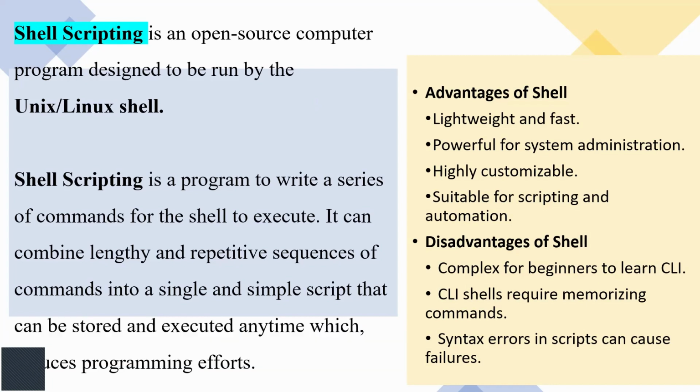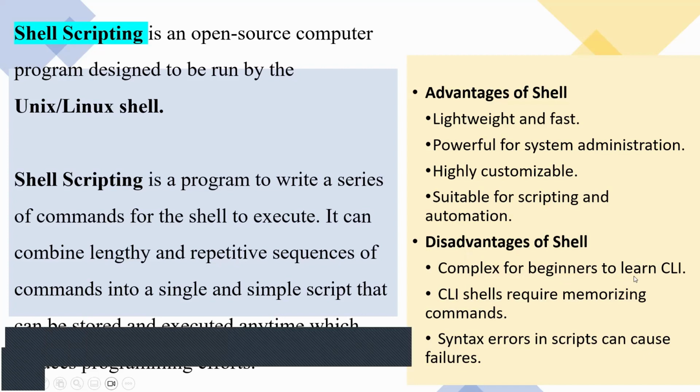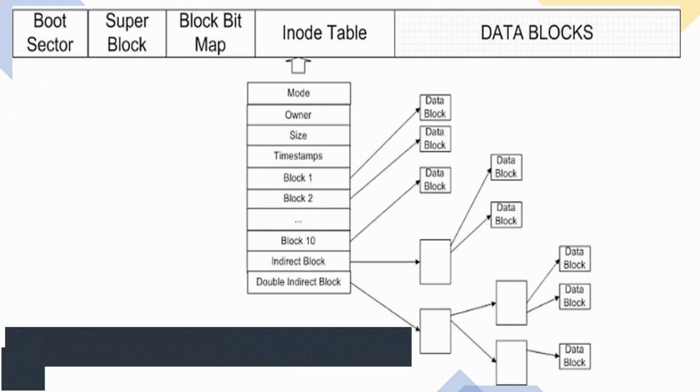So the advantages of shell are that it is lightweight and fast, powerful for system administration, highly customizable, and suitable for scripting and automation. And talking about its disadvantages, it is complex for beginners to learn, CLI shells require memorizing commands, and syntax errors in scripts can cause failures, right? So these are the main things that we have about the shell script.